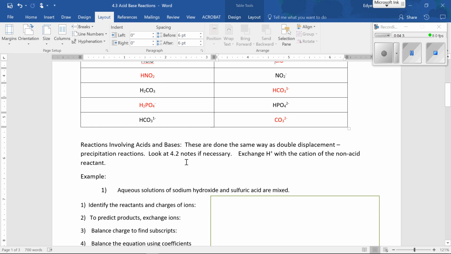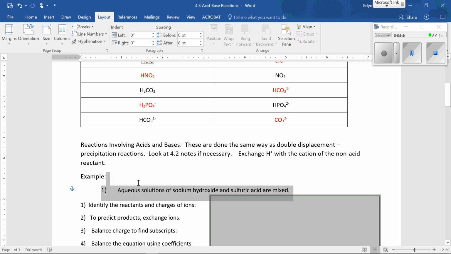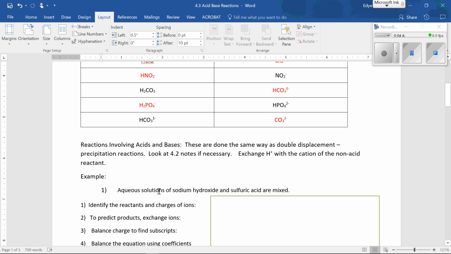Okay, reactions involving acids and bases. These are done exactly the same way as in the last video, video 4.2. You might want to have those notes out while you're doing this section. We're going to start right into a problem. We have an aqueous solution of sodium hydroxide, that's a base, and sulfuric acid, which is an acid. First, you have to figure out what this name means.